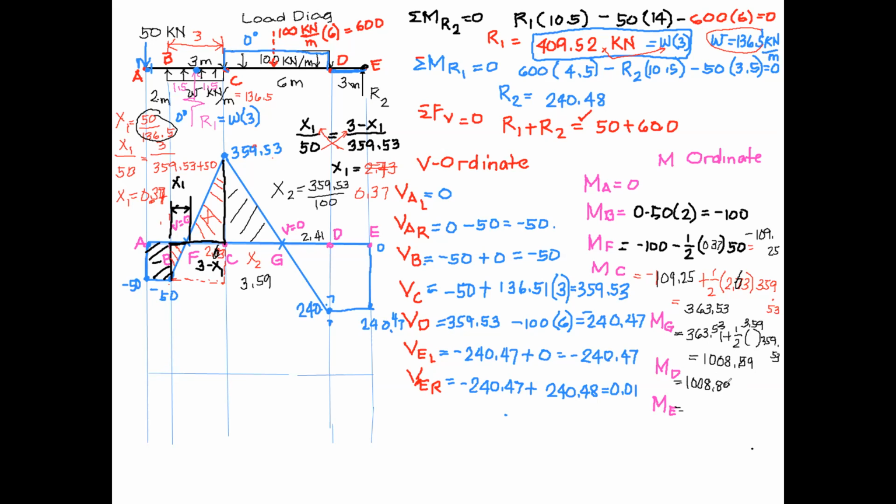Moment at D. Okay, moment at D, ito yun, negative ang area. So, subtract na natin to. Subtract 1/2. Okay, hindi na ako magkasya talaga. Buburahin ko na naman. Moment at D is 1008.89 minus 1/2. Anong base? 2.41. Ano yung height? 240.47. Okay, what is the moment at D, please?